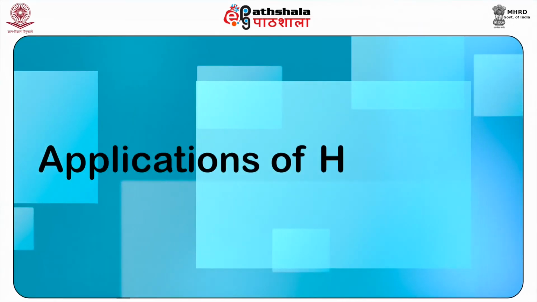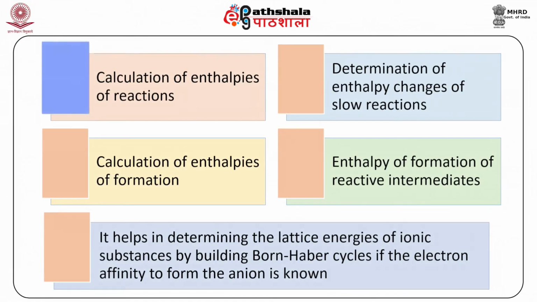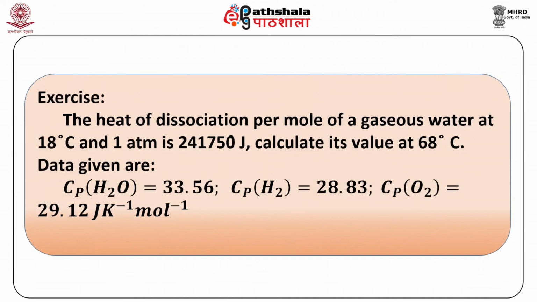Now, we shall look at the applications of Hess's law. Hess's law of constant heat summation is useful in the calculation of enthalpies of reaction, determination of enthalpy changes of slow reactions, calculation of enthalpies of formation, and enthalpy of formation of reactive intermediates. It helps in determining the lattice energies of ionic substances by building Born-Haber cycles if the electron affinity to form the anion is known. Now we have an exercise.